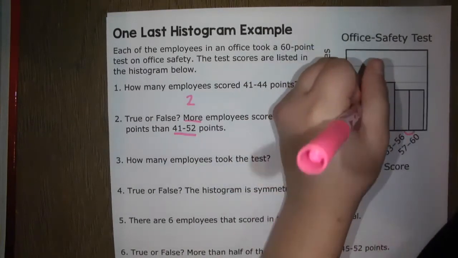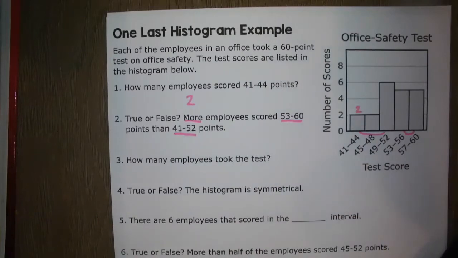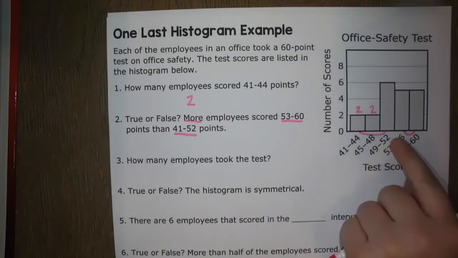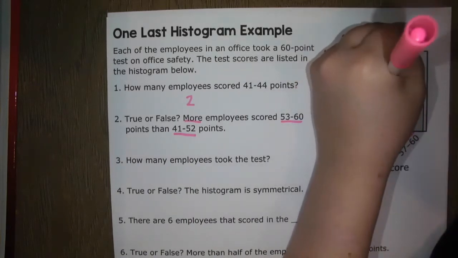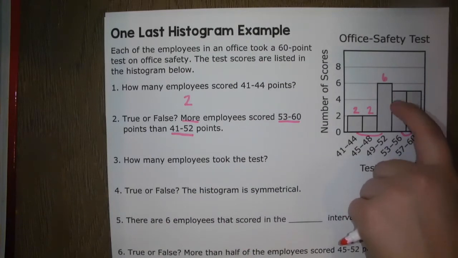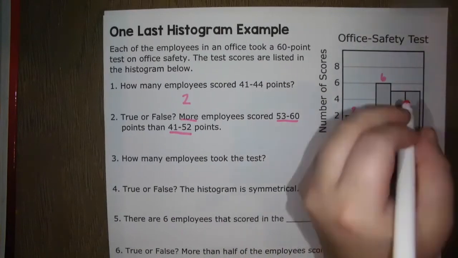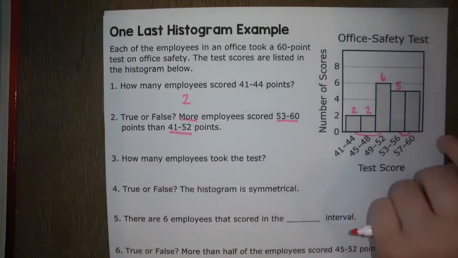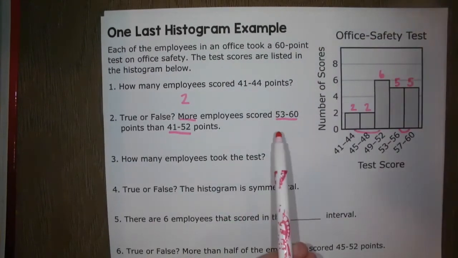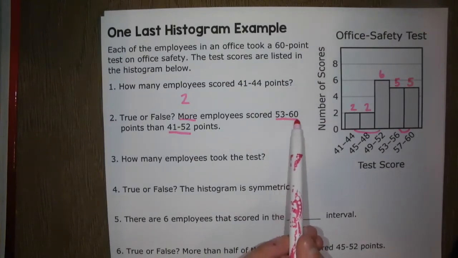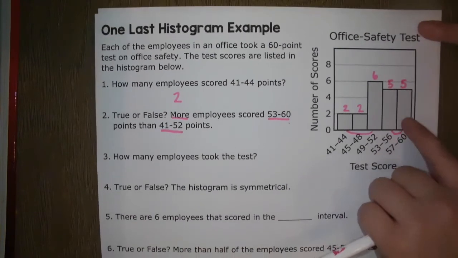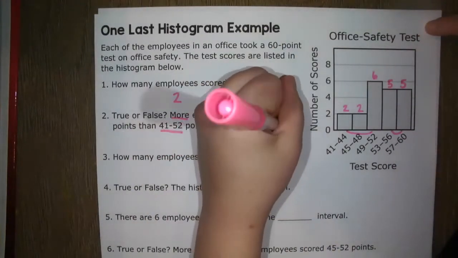This bar goes up to 2, so we had 2 occurrences there. This one went up to 2 as well. This bar went all the way to 6. This bar went just in between 4 and 6. What number is in between 4 and 6? 5. And then this one went to 5 as well. So, how many scored between 53 and 60? Well, 53 to 60 would be these 2 bars, and that's 10 people.